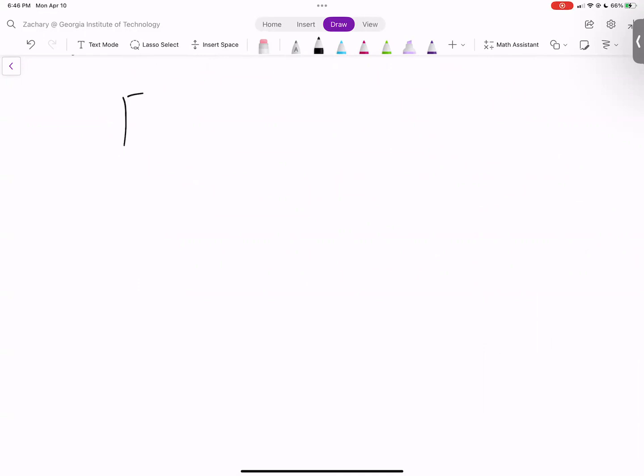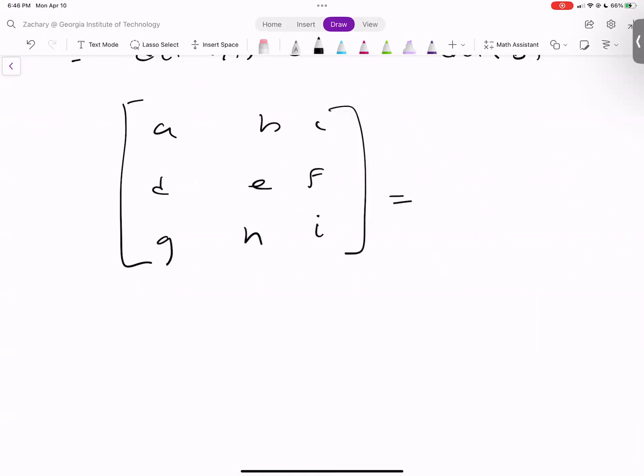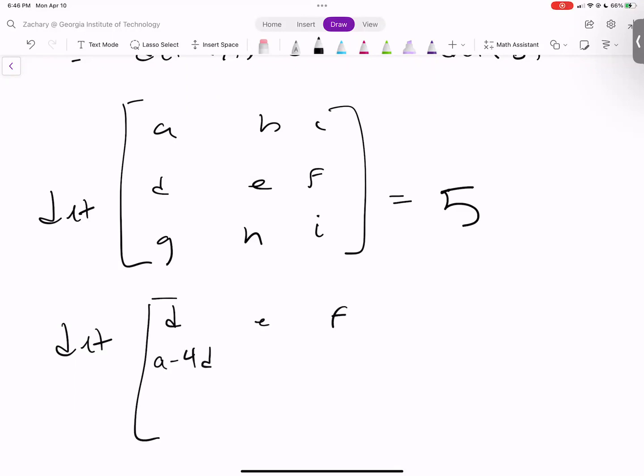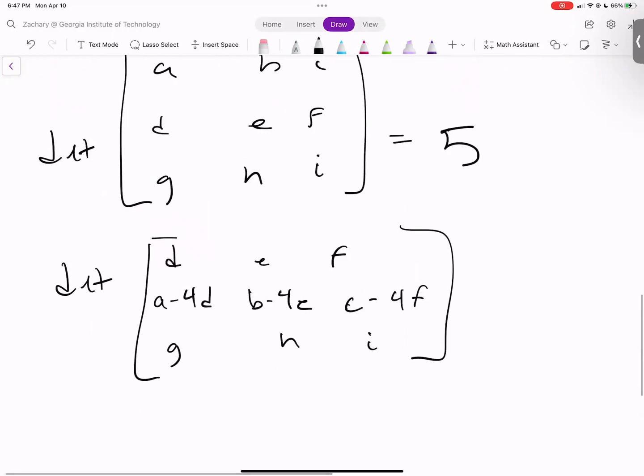Another way they'll ask this would be like, given the determinant of A, B, C, D, E, F, G, H, I is equal to 5, what is the determinant of D, E, F, A minus 4D, B minus 4E, C minus 4F, G, H, I? So what is this equal to?